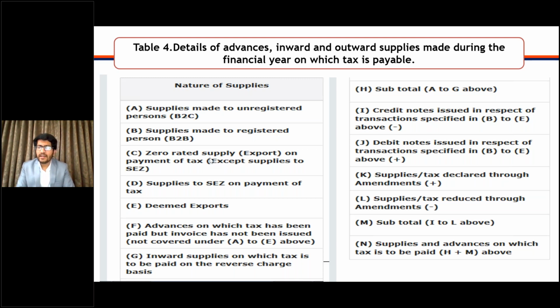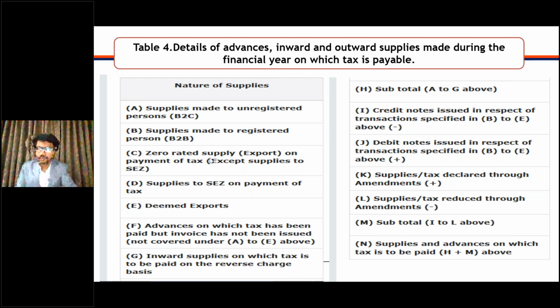Point K and L talks about supplies declared through amendments. As I told, we are already filing data as per our audited books of accounts and not as per GSTR 1, and hence these two lines become redundant and should always remain nil.